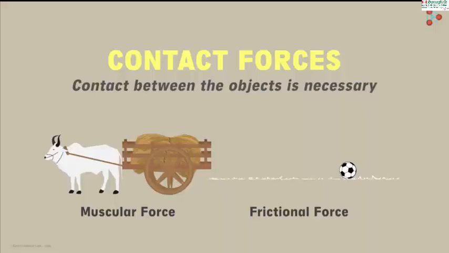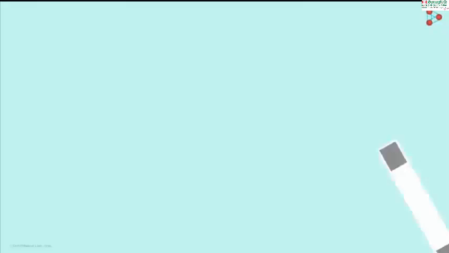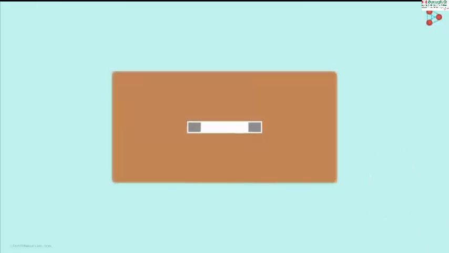But is contact between the objects always a necessity for the forces to come into play? Let us find that out. Take a bar magnet and place it on the table. What is a bar magnet? Well, we all know what magnets are. A bar magnet is an artificial magnet which has this shape.